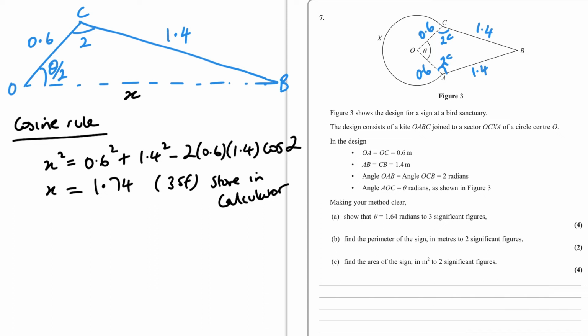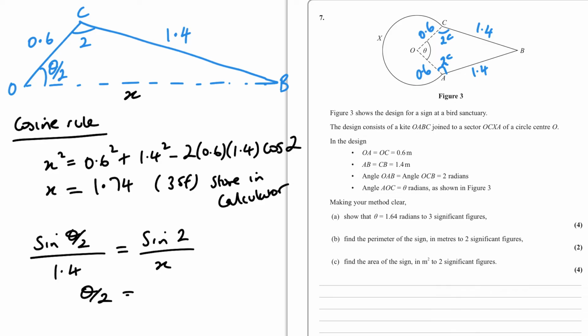Now I'm going to use the sine rule. So sine of theta over 2 over 1.4 is going to equal sine of 2 over my value of x. So theta over 2 is 0.822. Carrying on, multiplying by 2 then gives me 1.64 to 3 significant figures.